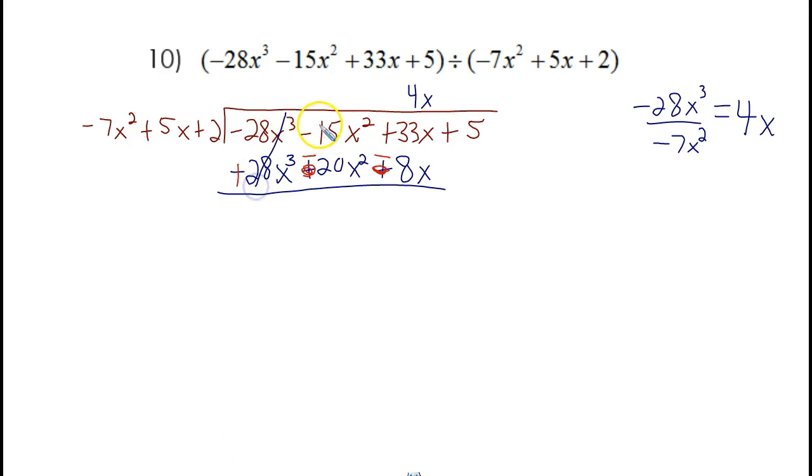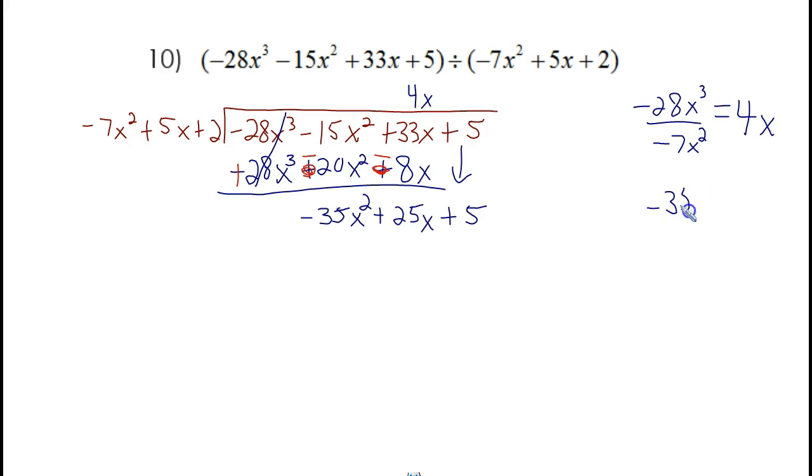And then I combine down. First one cancels out. Negative 15 minus 20 gives me negative 35, and that's going to be x squared. 33 minus 8 is positive 25, and the x is going to come down. And then we bring down the plus 5. So we divided, multiplied, subtracted, brought down. We start the process all over again.